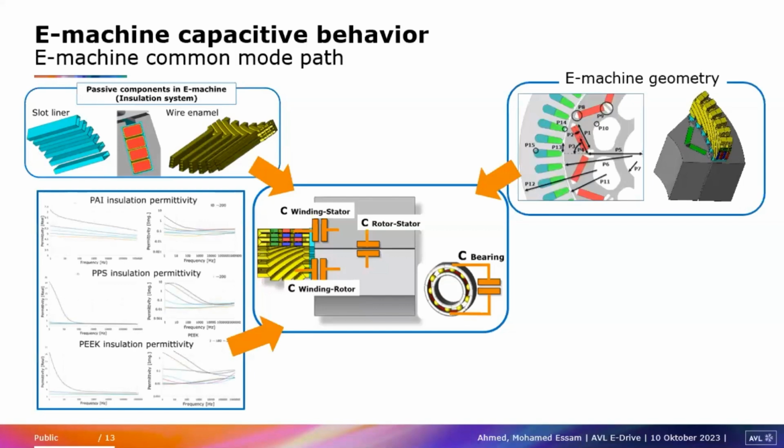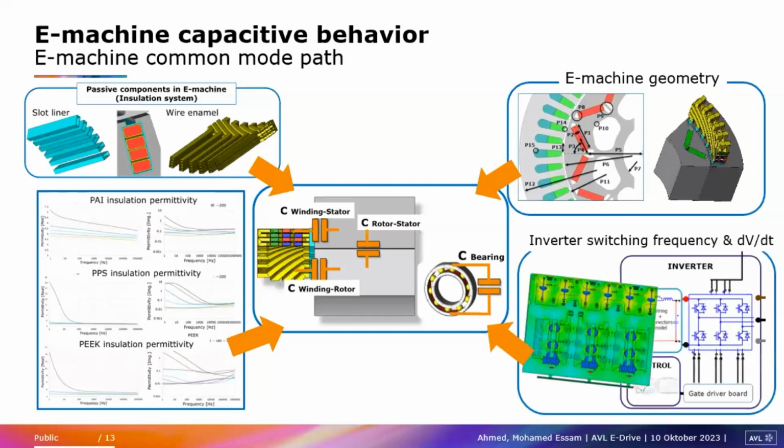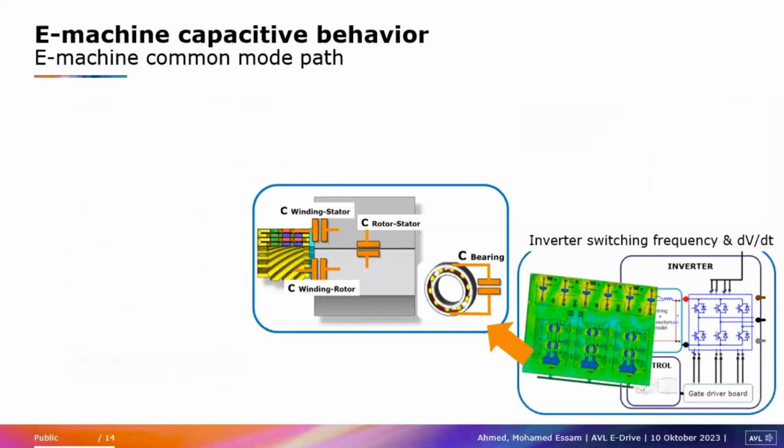And also the E-machine geometries itself have an effect on the capacitance: the micro geometries, the air gap, the stack length, the rotor diameter. And all of that interacts later, after the integration, with the inverter switching frequency and the dV/dt, how fast the inverter switches. So first, let's see how these capacitances interact with the inverter switching and the dV/dt.